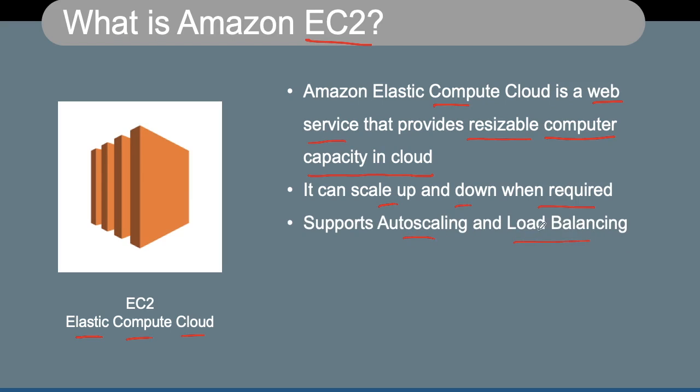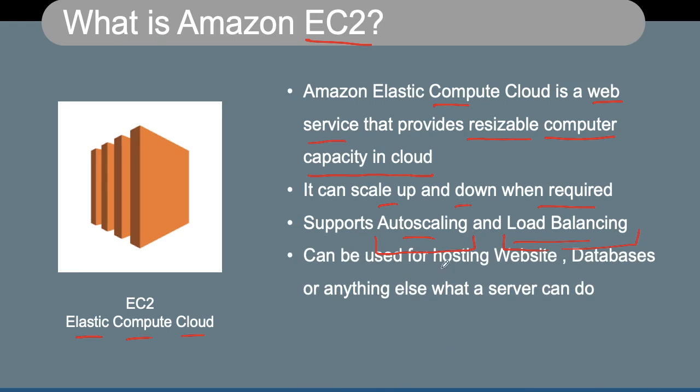So you can also run multiple EC2 instances for one particular service, and that service can be load balanced across multiple EC2 machines. You can also increase and decrease the capacity whenever required, and you pay only for what you use for that particular machine. It can be used for hosting websites, for databases, or anything else a server can do. So this is typically a computer or a server available in the cloud, and it can do anything which can be done by a server or a computer.